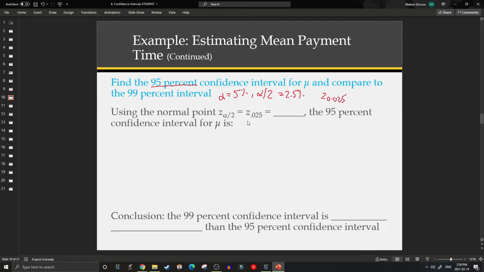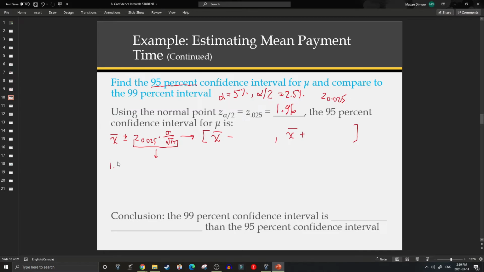So you need to find z at 0.0025. Now you can go look it up. We've done this one before. You get 1.96. Okay. So again, you need to look at this formula, plus or minus z at 0.025 times sigma divided by square root n. And what does that mean? Well, it means you're going to go x bar minus some number and x bar plus some number.